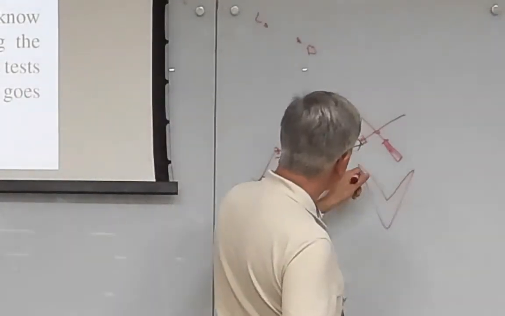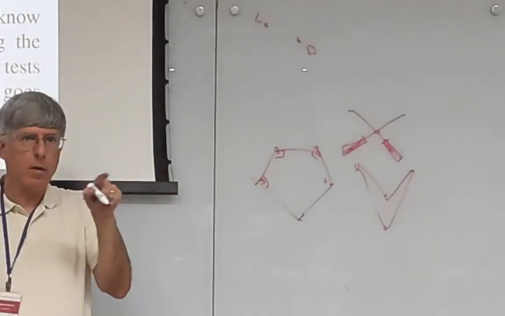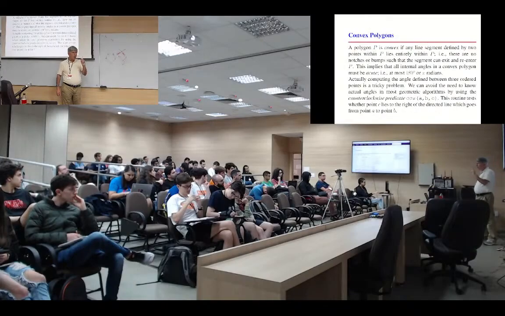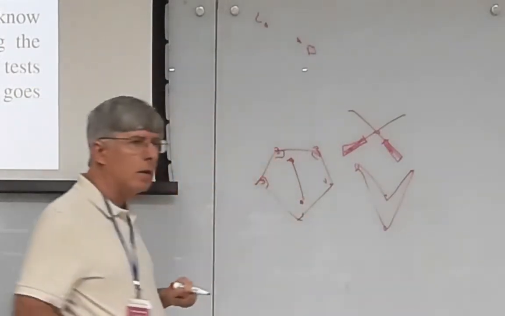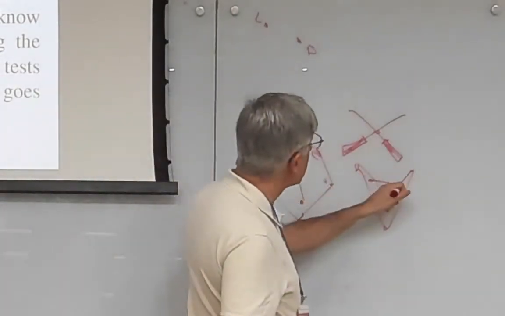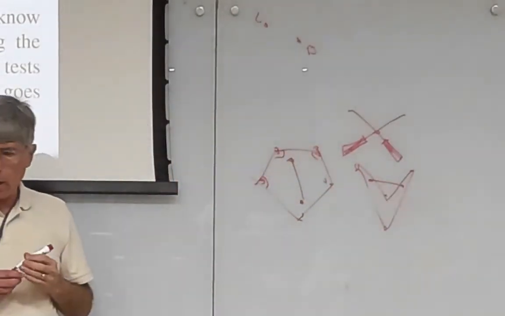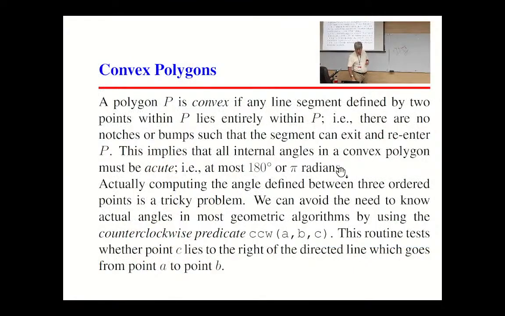Here's a non-convex polygon. What is a property that makes a convex polygon interesting? If you have two points in the polygon, the entire segment between them is in the polygon. That's not true for our non-convex polygon, right? So how do we test if something is convex? You could do it by testing whether all the internal angles are less than pi radians.